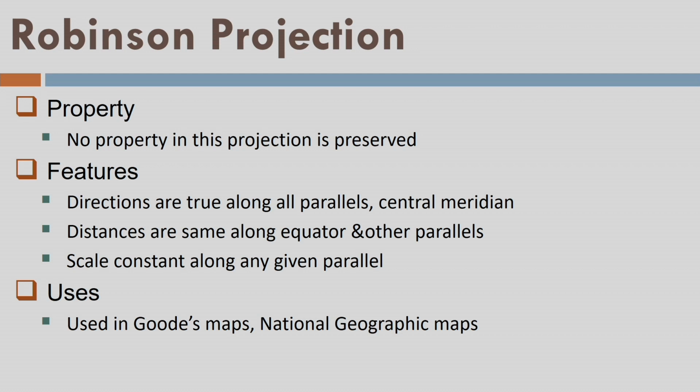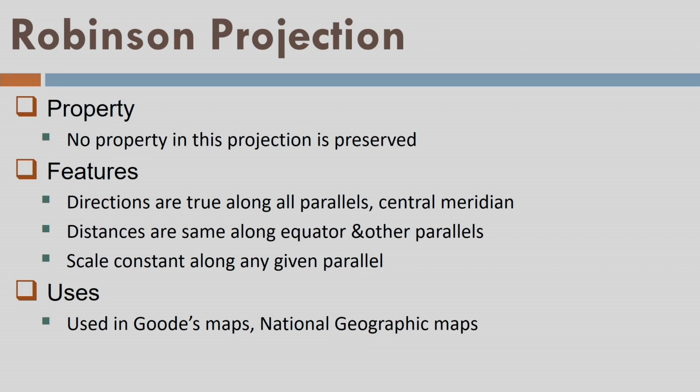What are the features? Directions are true along all parallels and the central meridian. Remember, there is one central meridian which appears as a straight line. So directions are true along all parallels, which are like that because they are also straight lines, and the central meridian, which is also a straight line. So distances are the same along the equator and other parallels. Scale is constant along any given parallel. That means if I have a parallel which is a straight line in the map projection, I will have the same scale. So what is the use? It is used for the National Geographic maps and Goode's map. You can search more about that.